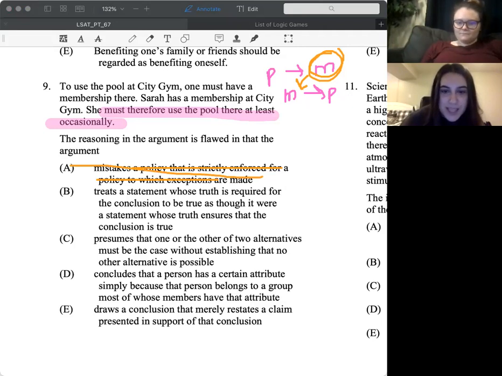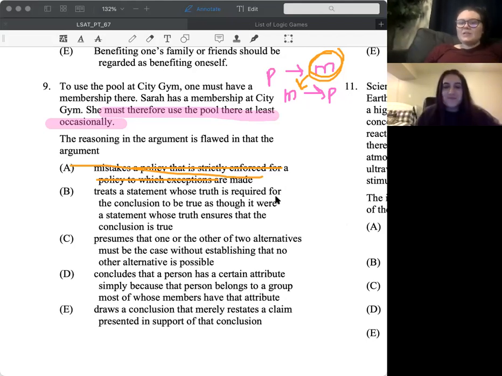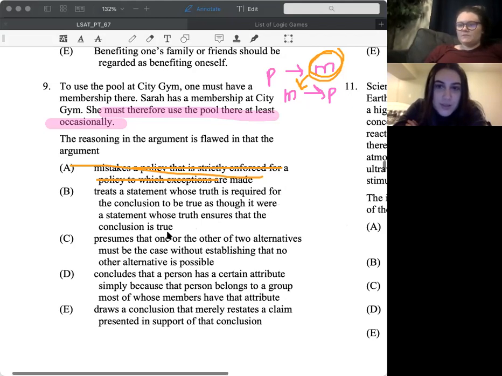So it's basically saying that it treats a statement whose truth is required. So the truth required is that to use the pool, you have to have the membership there. True as though it were so just because she has a membership, it ensures the fact that she uses the pool. So it takes the fact that a membership is needed in order to use the pool, as if having the membership ensures that you did use the pool. Is how I would fill that in.